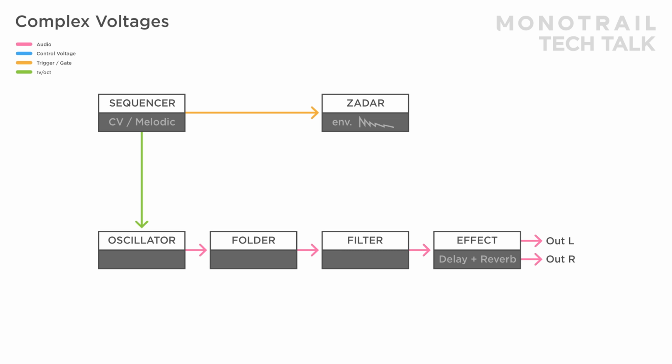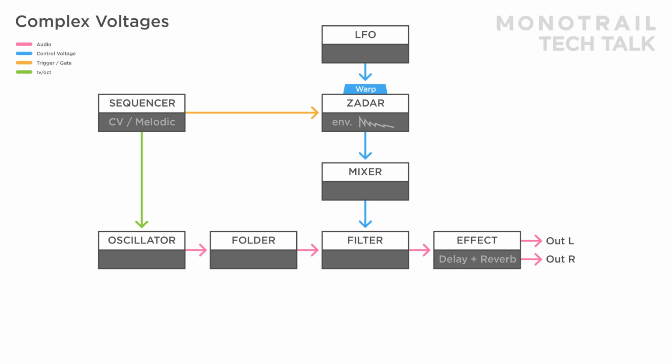A sequencer is creating a melody and triggering a complex envelope. The envelope is sent to a mixer and modulating the filter. An LFO is modulating the warp, creating subtle changes in the plucky sound of the envelope. A second channel of Zadar is looped and sent to the mixer, modulating the filter as well. The shape selected is a sine wave that has some speed variation built into it.